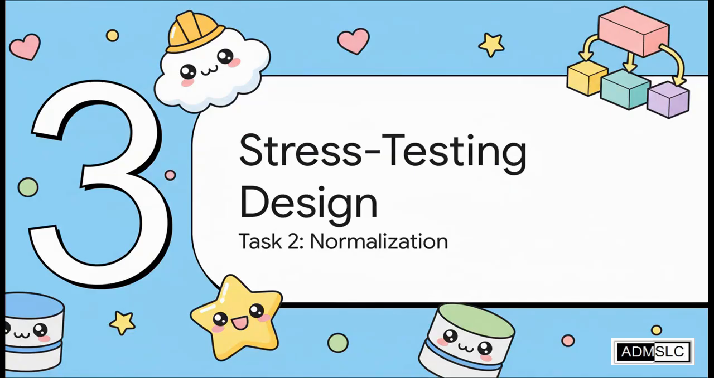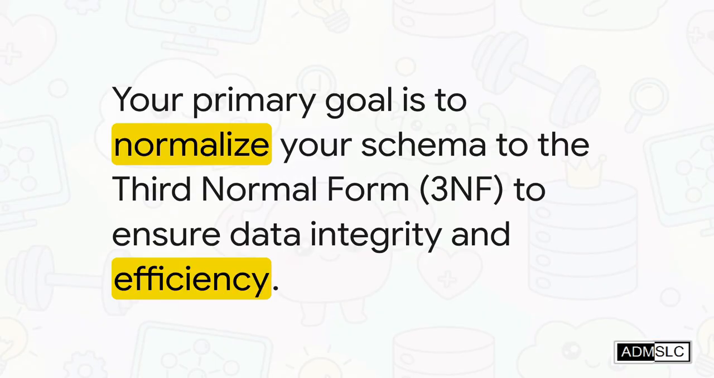Any great architect always finds the weaknesses in a blueprint before the construction starts. And that's exactly what this next task is all about: stress testing your design. Your primary goal here is something called normalization. Specifically, you're aiming to get your design to what's known as the third normal form, or 3NF. So why does this matter? Well, because normalization is the process that gets rid of messy, redundant data and prevents some really serious problems down the line. It's what makes a database robust and professional.